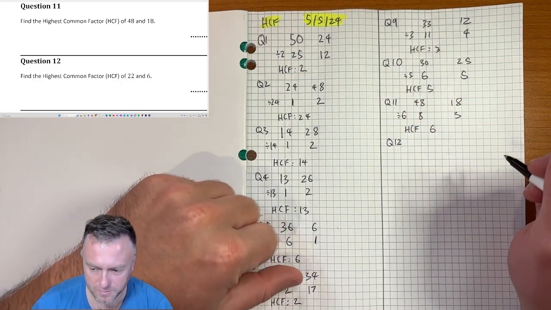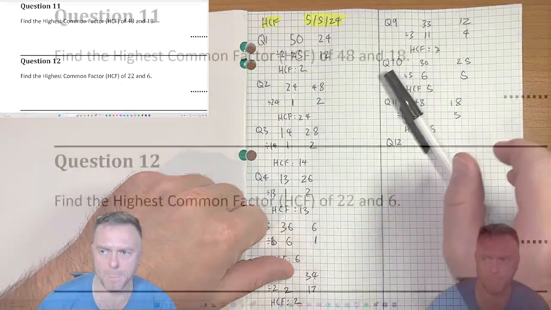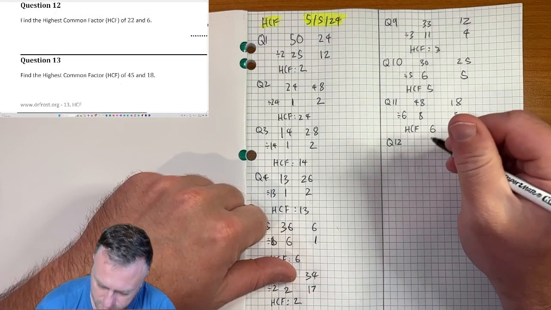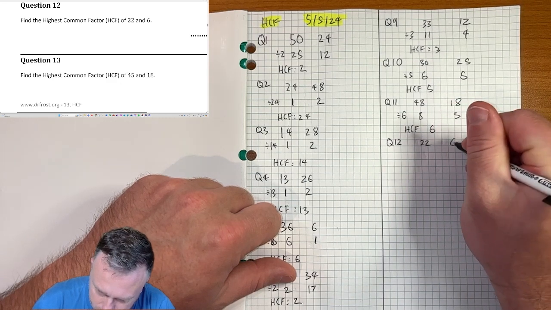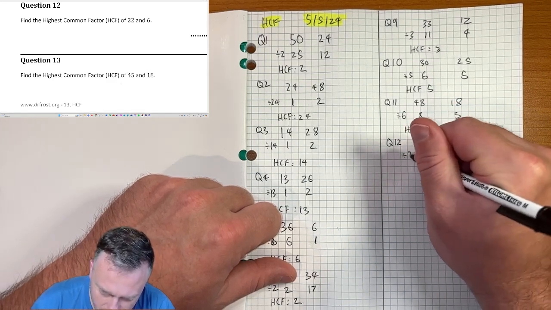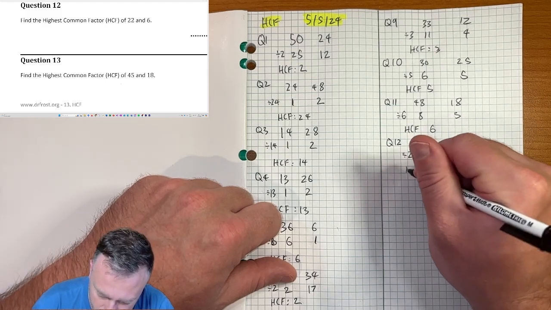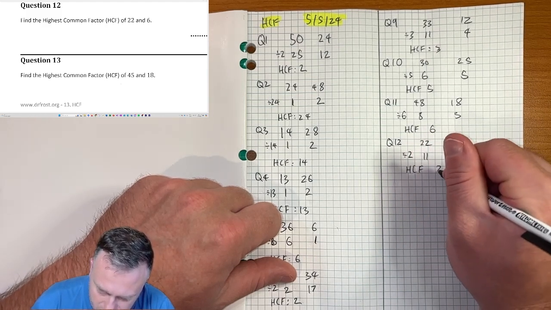Question 12. Highest common factor of 22 and 6. Divide them both by 2. So then we get 11 and 3. That's the highest common factor. It's just 2.